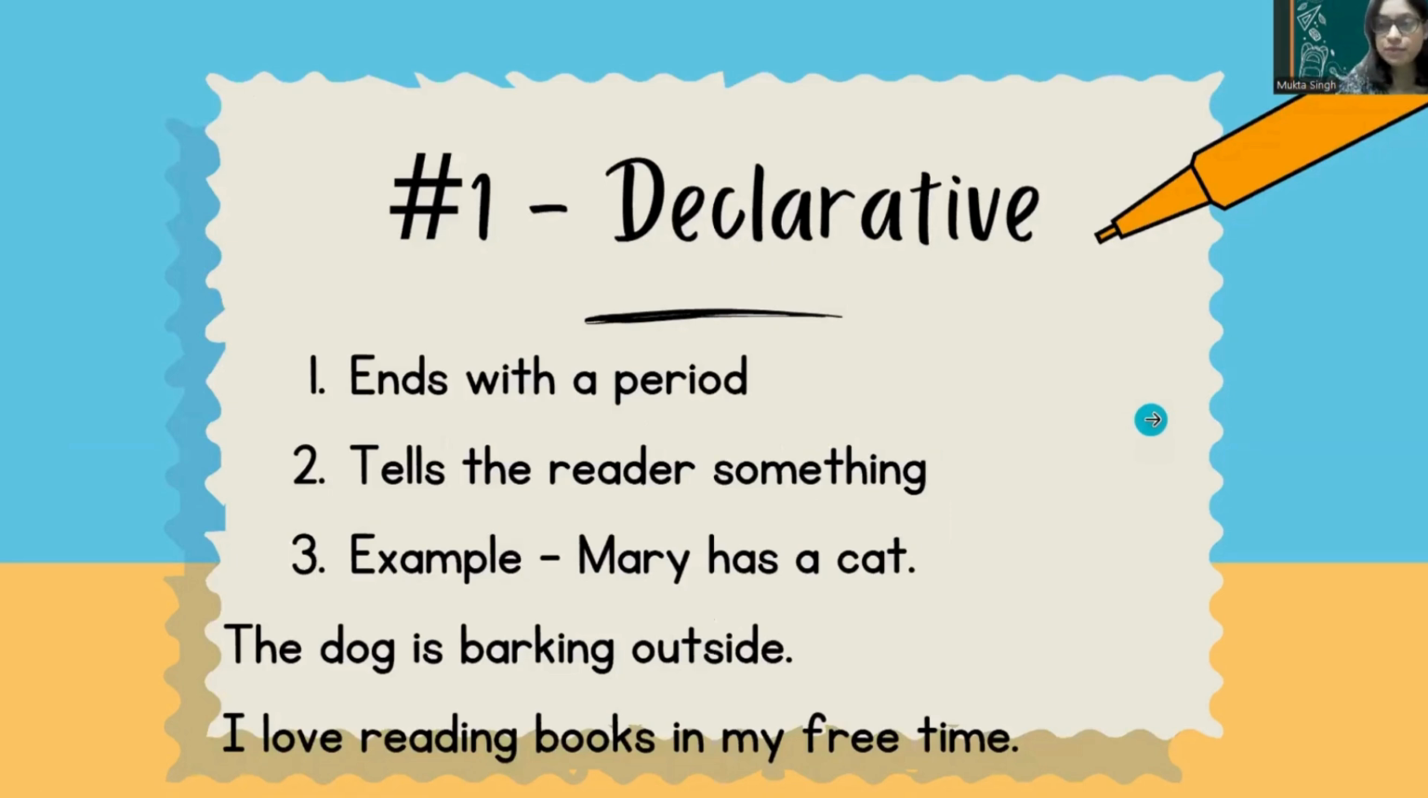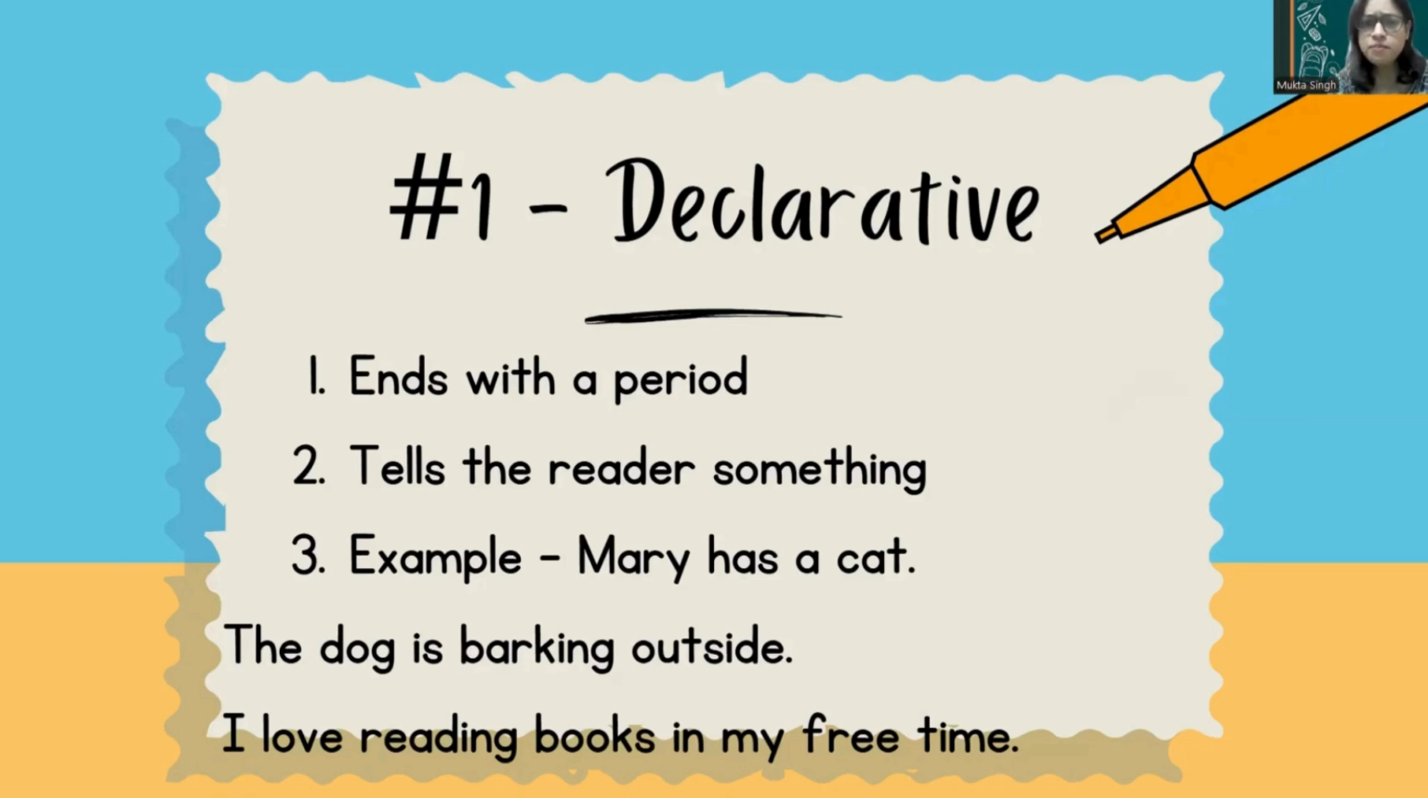So the first type of sentence we have is declarative. And what are declarative sentences? These sentences tell the readers something. So when you want to say something, or you want to share information, state a fact or give details, then we use these kinds of sentences, which are called declarative sentences.